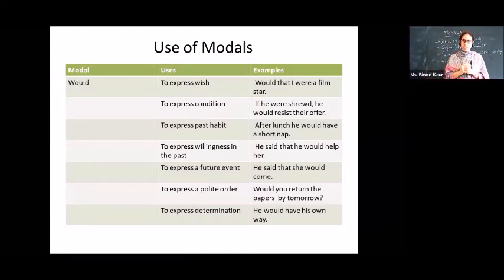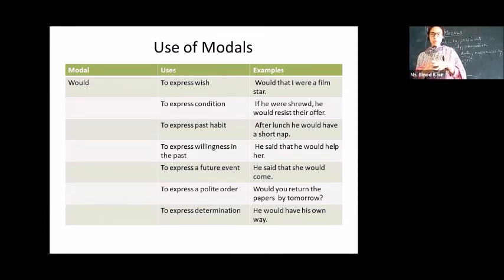To express past habit. After lunch, he would have a short nap. Short nap means short sleep. Sleep which we have for 10 minutes, 20 minutes, we don't call it a sleep, we call it a nap. To express willingness in the past, he said that he would help her.